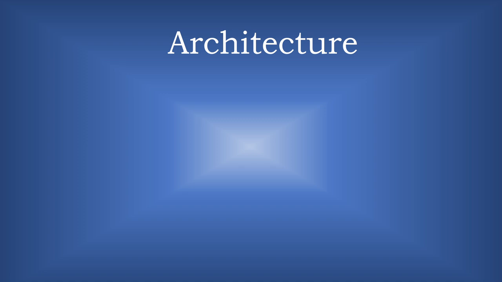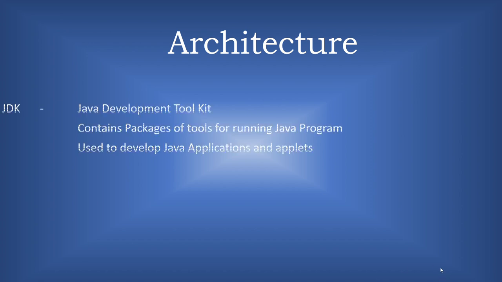In the second video, let's have a look at the architecture of Java. Here, first we are going to introduce JDK, JVM and JRE. So what is architecture? It is a collection of programs that explains the step-by-step execution of a program. So what is JDK? JDK stands for Java Development Toolkit.